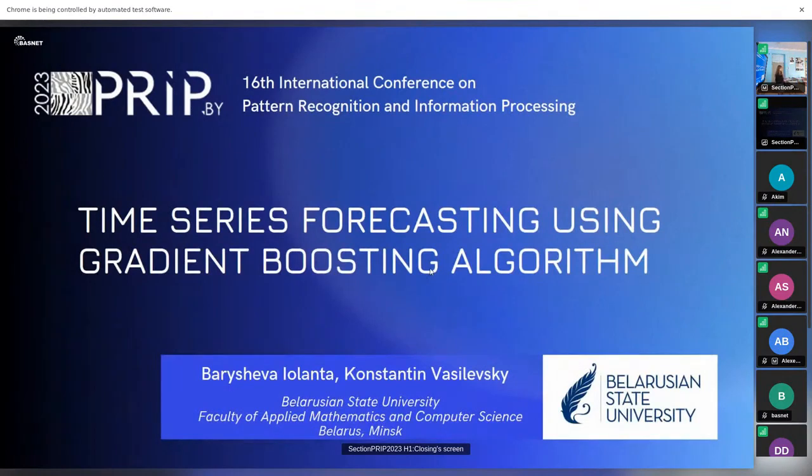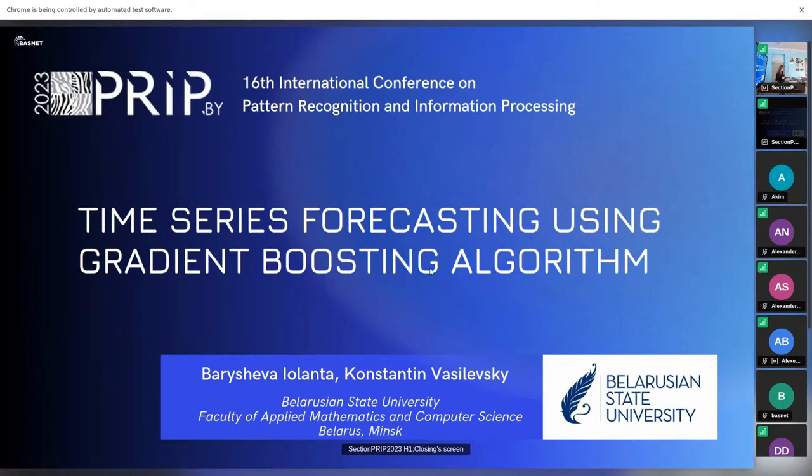Good morning, everyone. I'm a student at the Belarusian State University, Faculty of Applied Mathematics and Computer Science, and I'm currently working on the time series forecasting problem. I'm using boosting algorithms and experimenting with different strategies of using them to effectively forecast financial time series, such as stock prices of the Ethereum cryptocurrency.